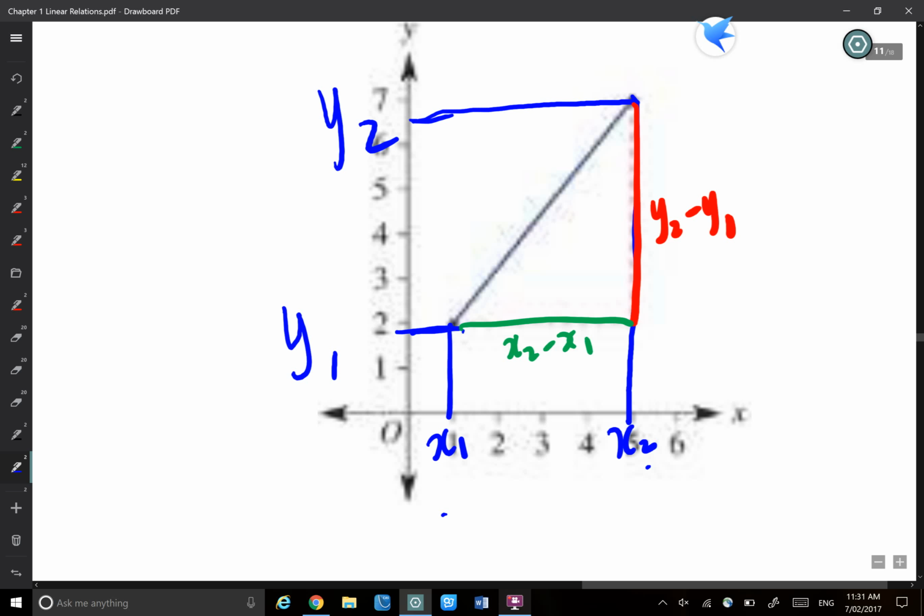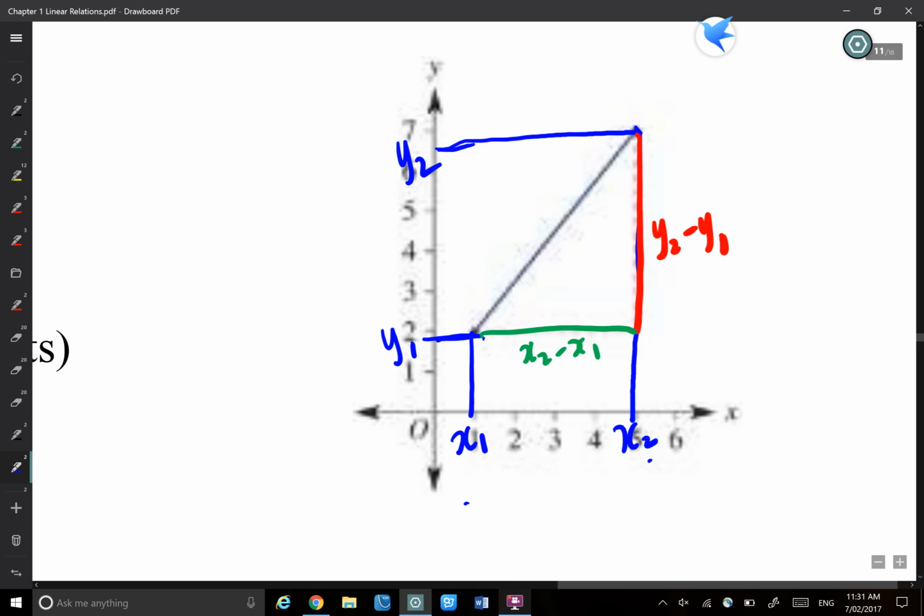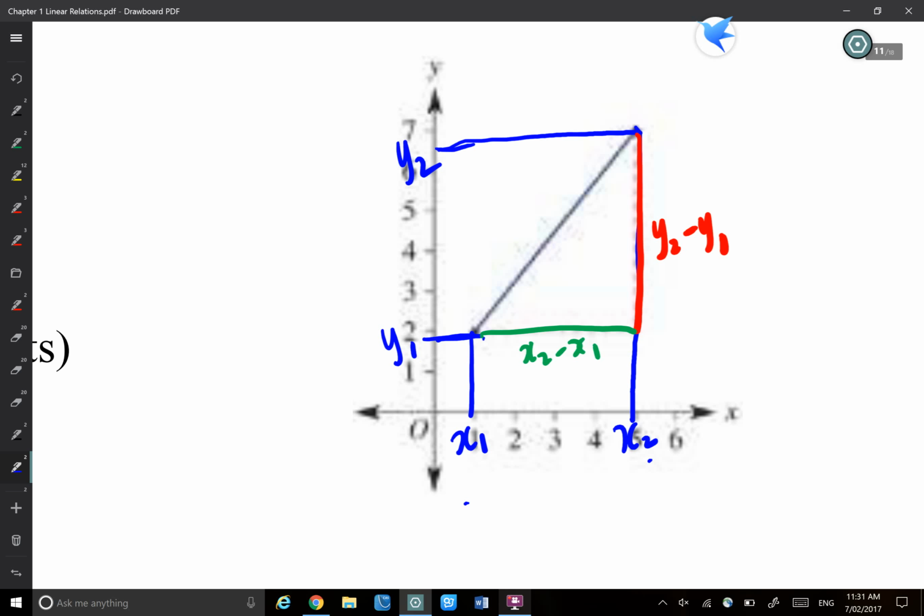And there's y1 and y2. Okay, so now you want to find the length of the hypotenuse. So what is Pythagoras? It is a squared plus b squared, and you square root the whole thing. Now you have a is x2 minus x1, and b is y2 minus y1.